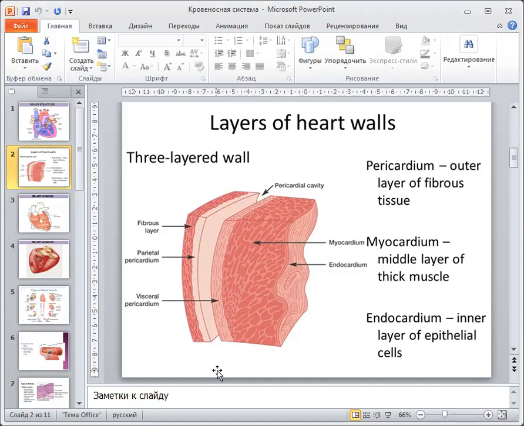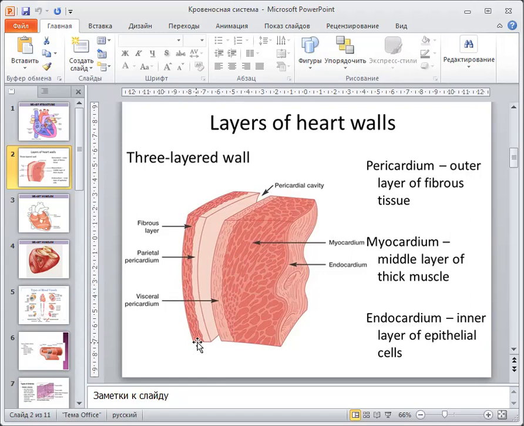The pericardium has 2 layers. The outer layer is fibrous, and the inner layer is serous. Serous layer is divided into 2 leaves. The first one is the visceral leaf. It is epicardium. And the second one is the parietal leaf.